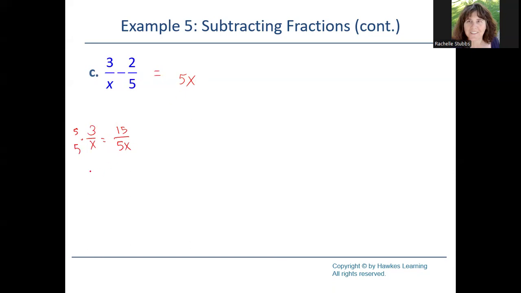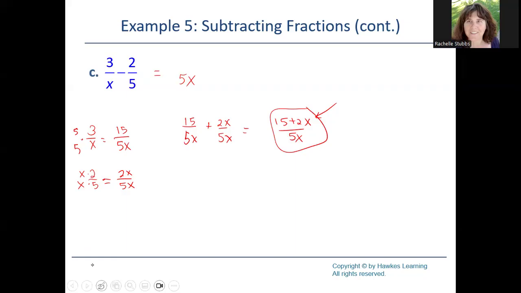And if I were doing 2 over 5, how do I make that a 5x? Well, I need to times it by x, don't I? So if I times an x here, times an x here, that actually leaves me 2x over 5x. And then I can combine those, 15 over 5x plus 2x over 5x is equal to 15 plus 2x over 5x. And we know that these cannot be combined. They're not like terms. So this is our final answer. And just have it done neatly for us.